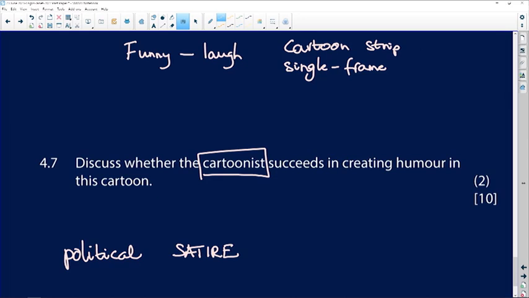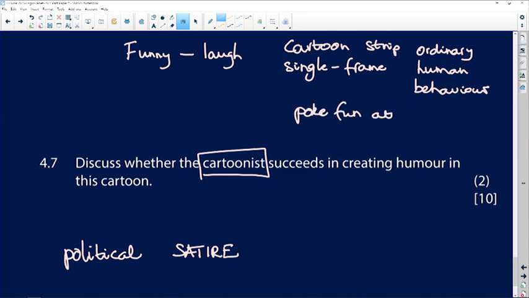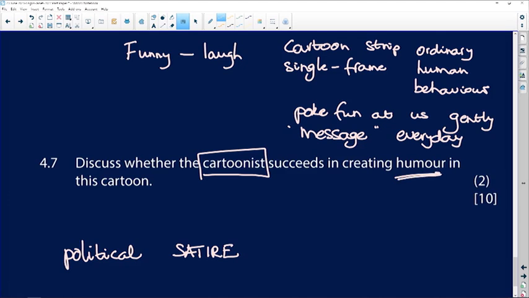They are meant to look at ordinary, everyday human behavior, the things that we do. And they are meant to poke fun at us, but gently. It's not usually vicious. They're poking fun at us very gently. So there is a message, if you like, but it's a message about everyday life, everyday ordinary human beings living their everyday ordinary lives.